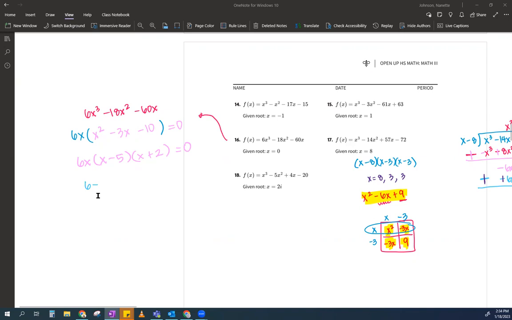So 6x equals 0. Wow, this is really catching up slow here. So 6x equals 0. This piece, x minus 5 equals 0, x plus 2 equals 0.